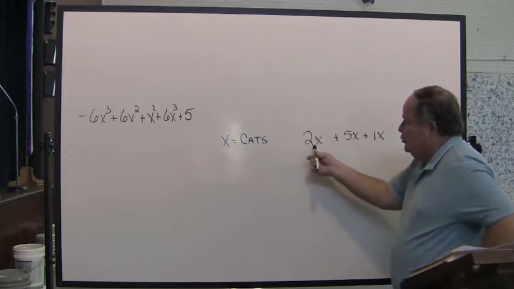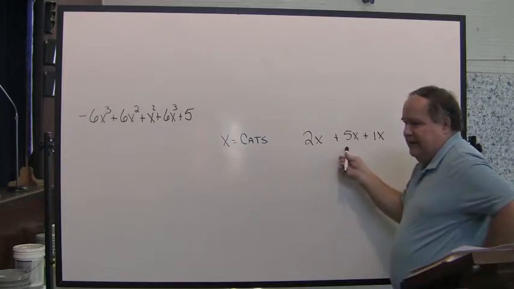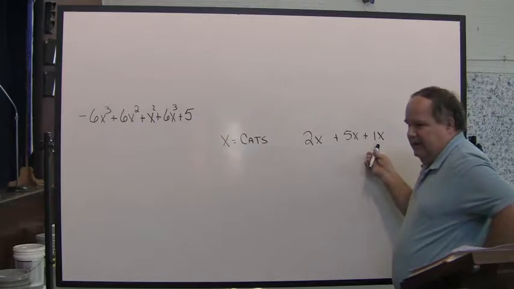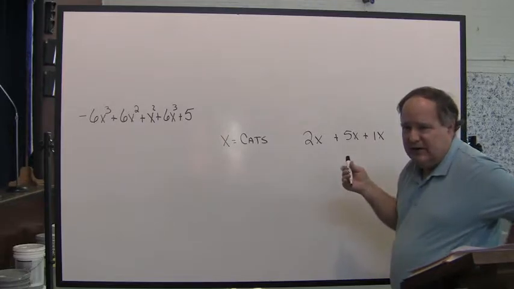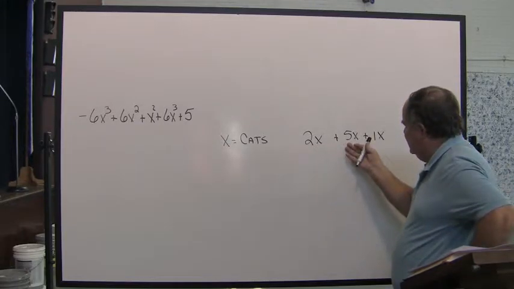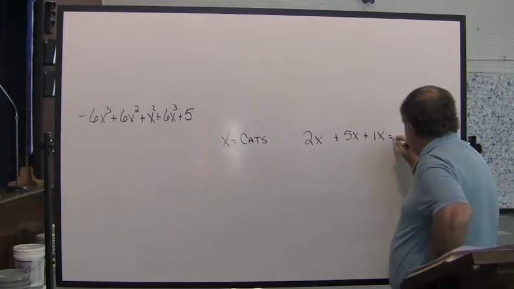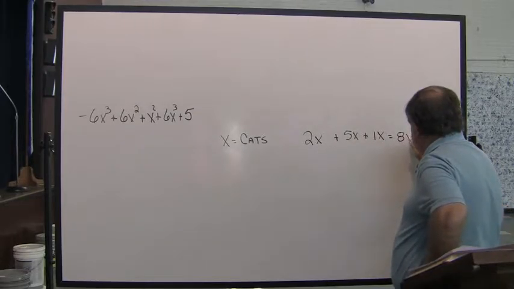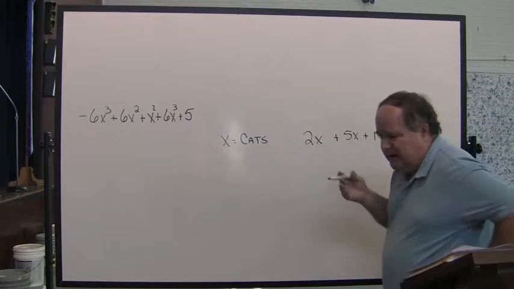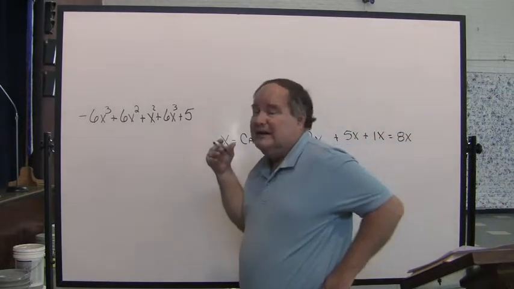So if I have 2 blue cats, 5 red cats, and 1 yellow cat, how many total cats do I have together? Well, 2 plus 5 is 7 plus 1, so I'm going to have 8 cats. And that's how we do like terms. And a like term can also be written in a different way.